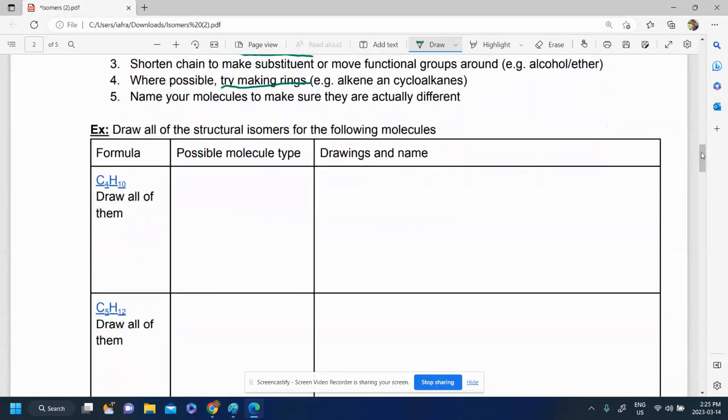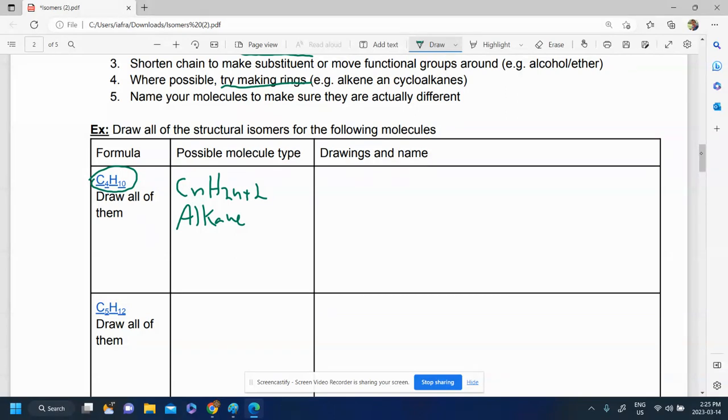We'll start with something simple, C4H10. We're going to draw all the structural isomers of C4H10. There's 4 carbons and 10 H's. And you'll notice that that falls under the formula of CnH2n plus 2. So we know this has to be an alkane. Doesn't matter what the alkane looks like, as long as it has 4 C's and 10 H's.